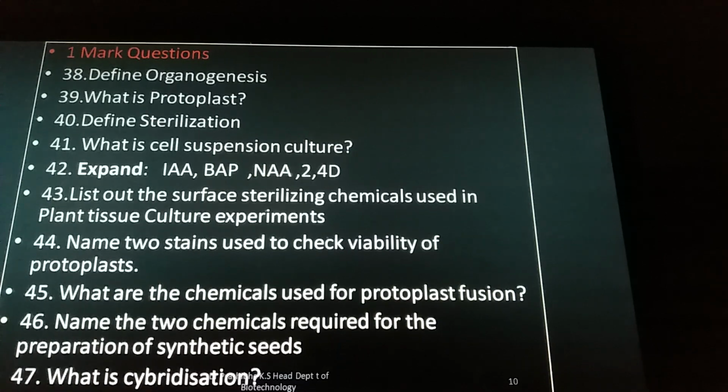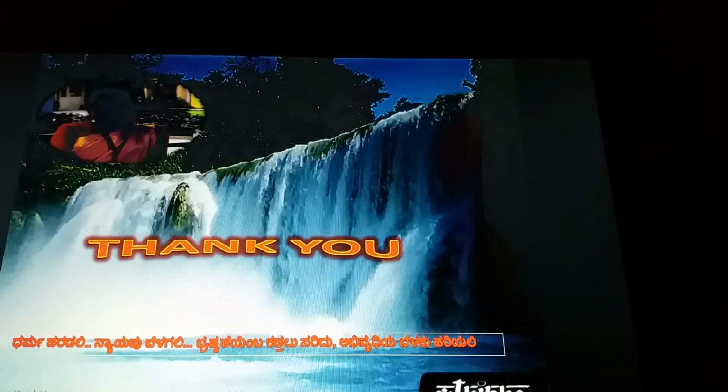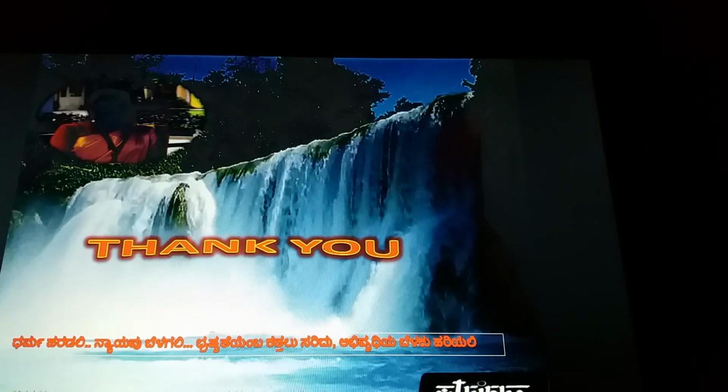What is hybridization? Okay, so these are some of the important questions which come in your plant biotechnology unit test paper according to whatever we have explained so far. Okay, I hope I have made crystal clear the important questions.